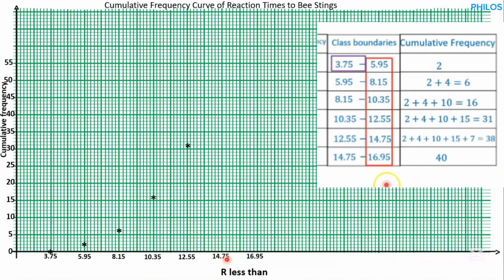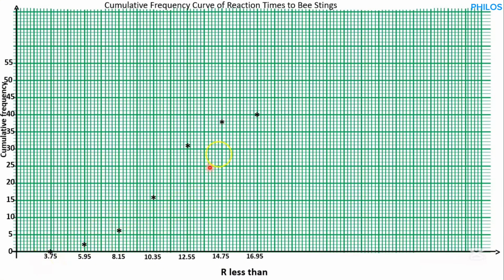So we'll plot it against the cumulative frequency of the fifth class, which is 38. So 38 will be here. Then the upper class boundary of the last class is 16.95. So we'll plot it against the cumulative frequency of the last class, which is what? 40. So let's draw a curve to pass through the points.